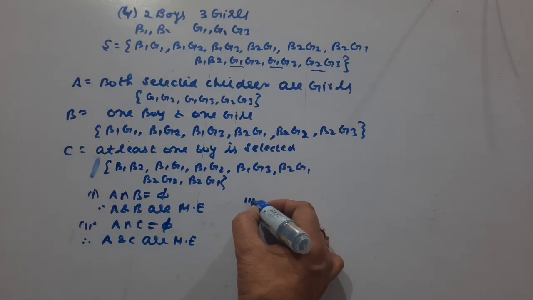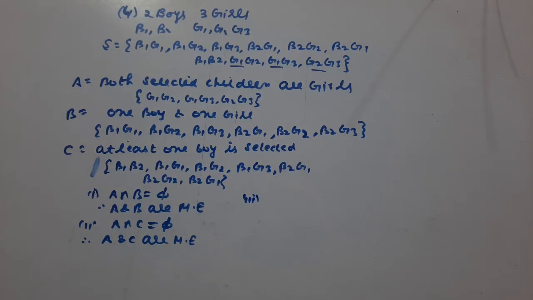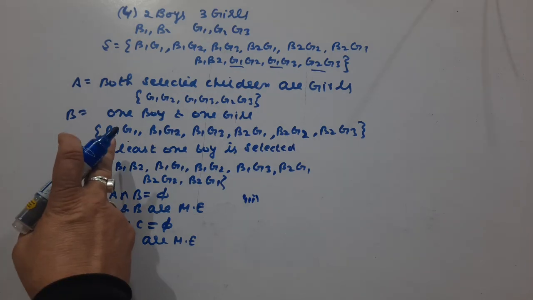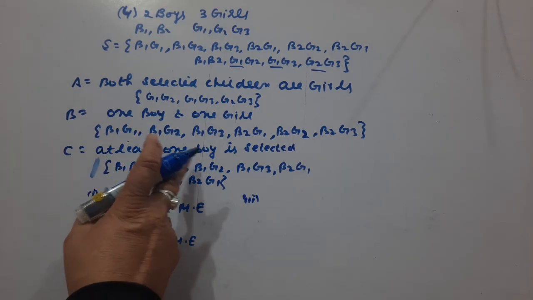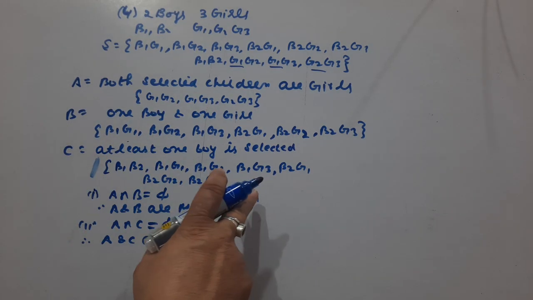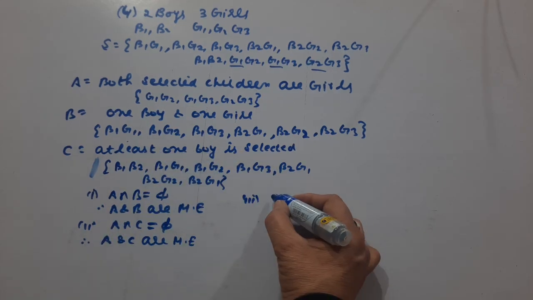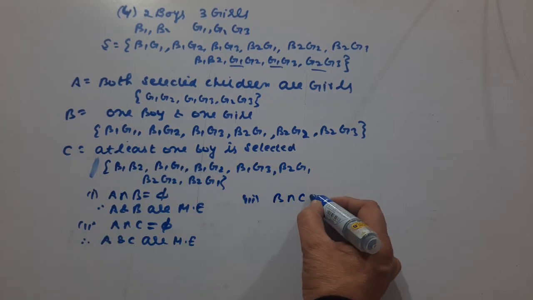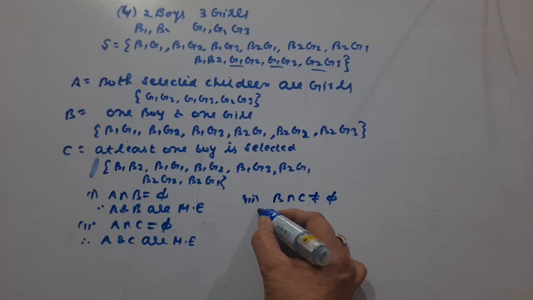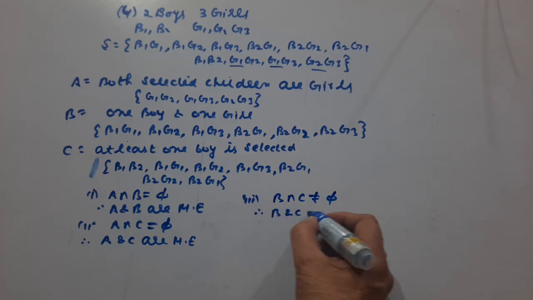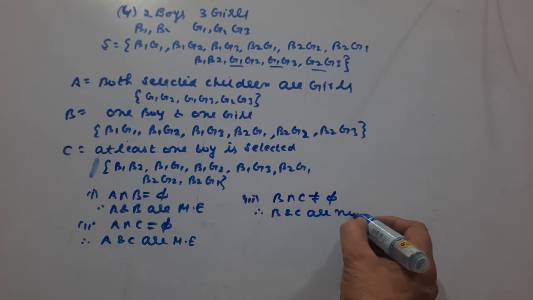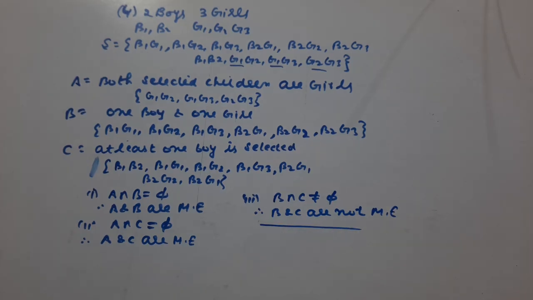Then between B and C, B1 G1, B1 G2 are common points, B1 G3 also, B2 G1 also. So it means B intersection C is not phi. Therefore B and C are not mutually exclusive. Now students, I hope this is very much clear to you.